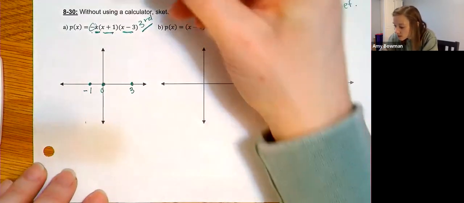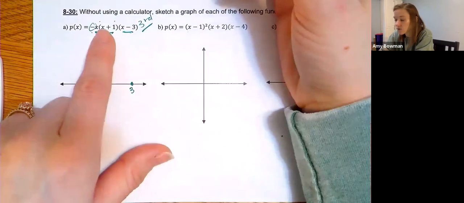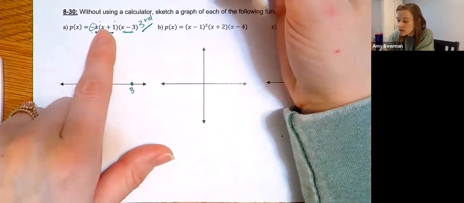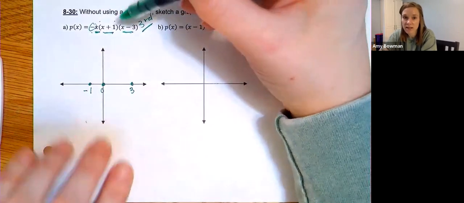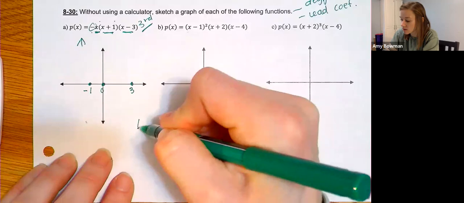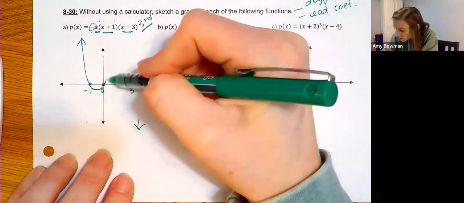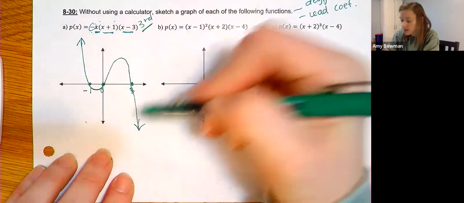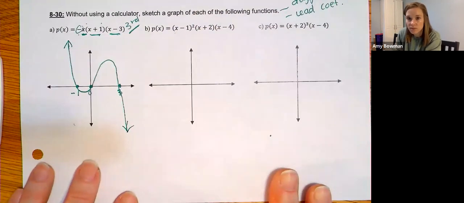And then we need to look at the exponent of each individual factor. So each of these individual factors is degree 1. So that means it's just going to cross right through the x-axis at each of these. So I know I'm starting up here, I'm ending down here. And then it's just going to cross through at each one. And then that's my sketch. Let's do the next one.